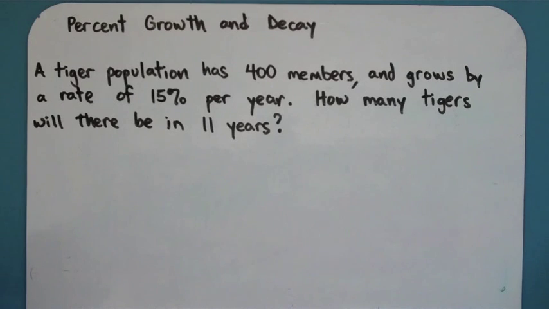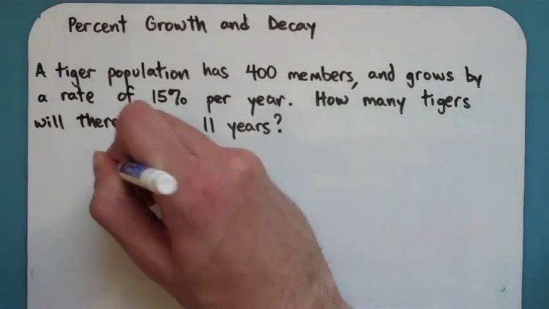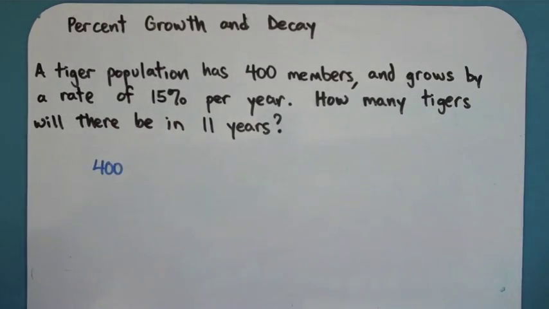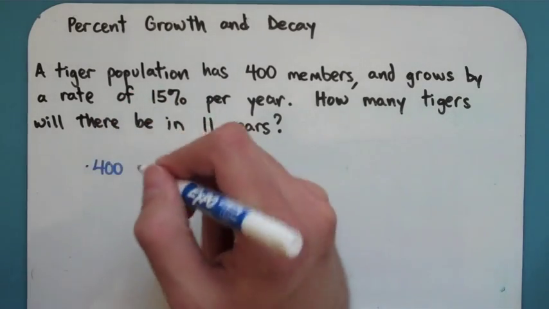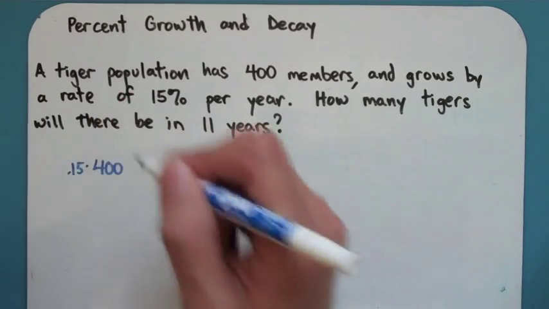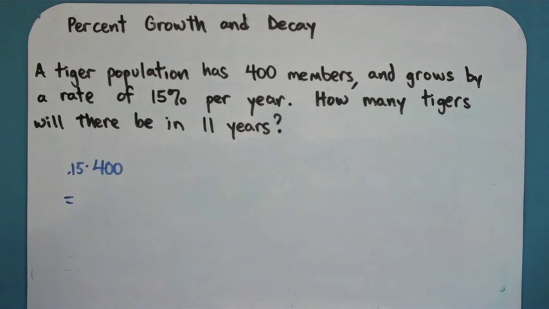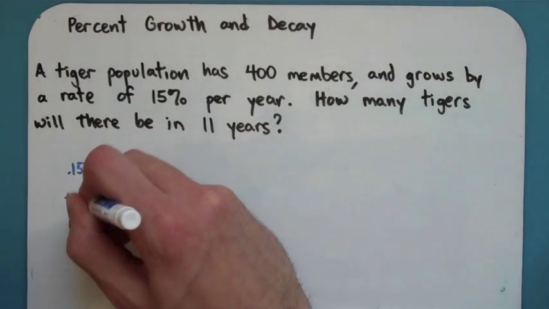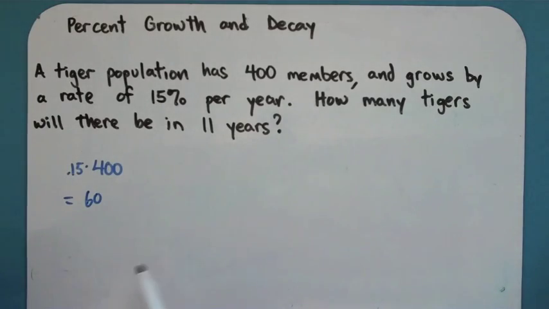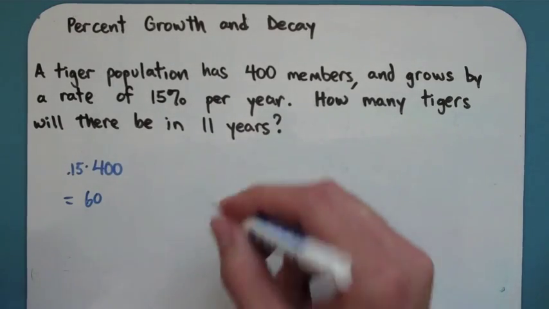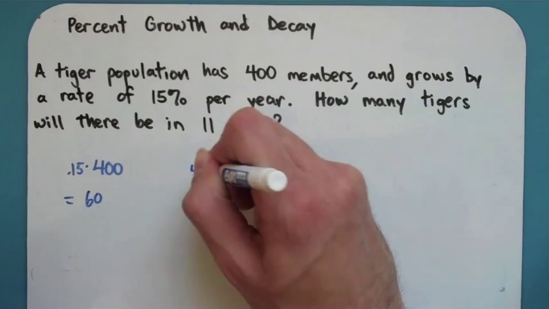We want to know how many tigers there will be in 11 years. Now, we don't have a formula for this yet. I want you guys to actually think about how you would model this. You could start out with 400 as the before, and multiply that by 0.15 for the percent. 400 times 0.15 is 60. Then you would add that back in. The next year there would be 460 tigers.